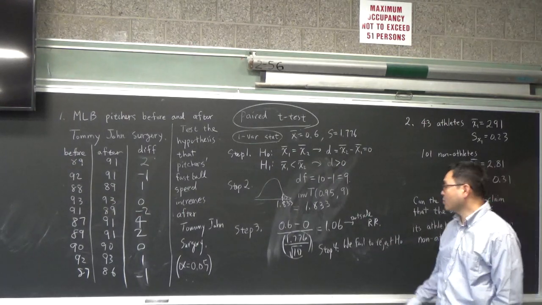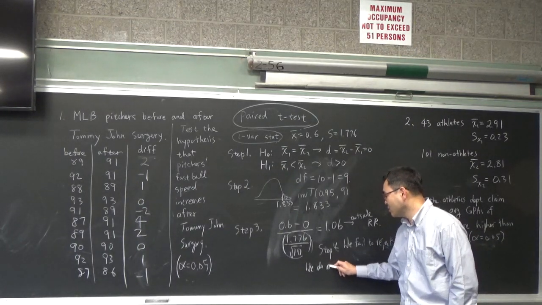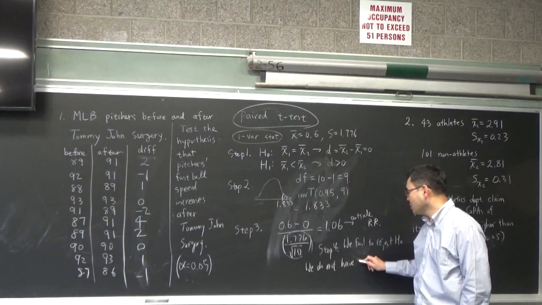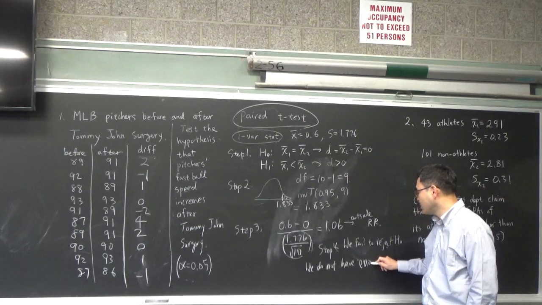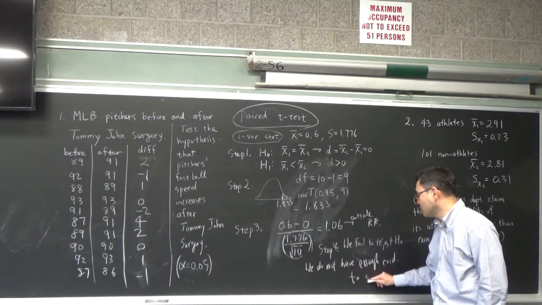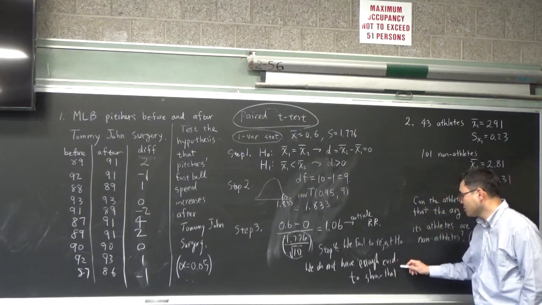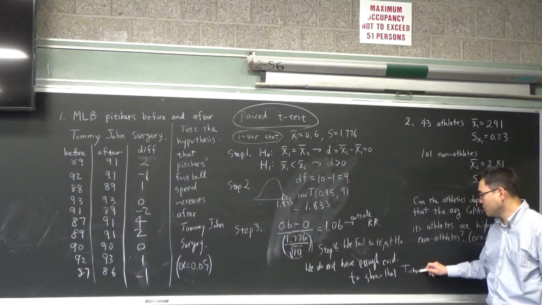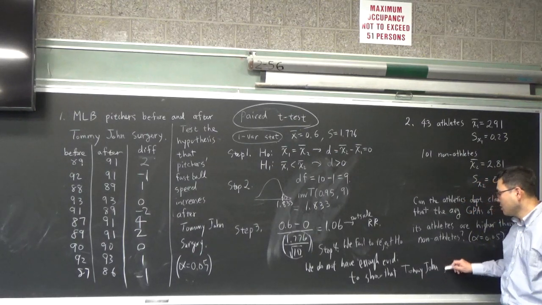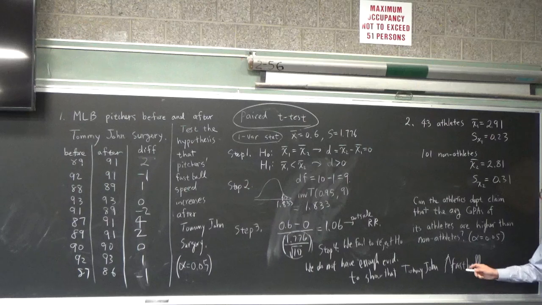Okay. So then you have to write down something like we do not have enough evidence to show that Tommy John surgery increases the fastball average. I'm not going to write everything, but you know what? So that's what it is.